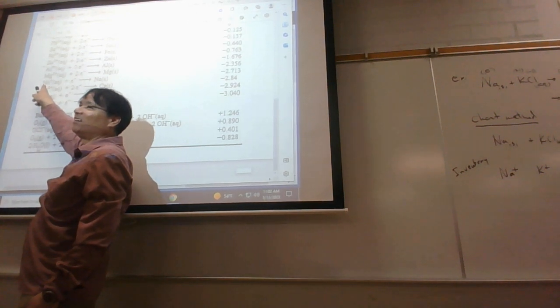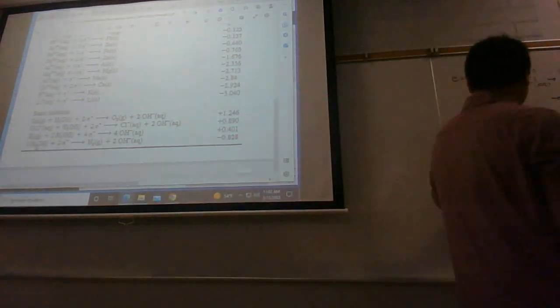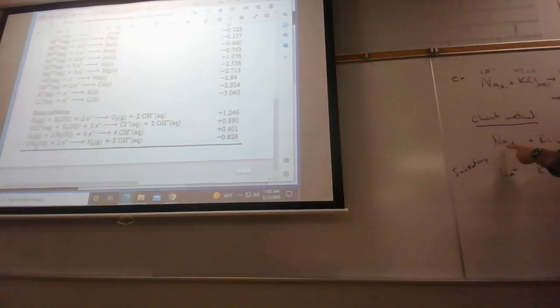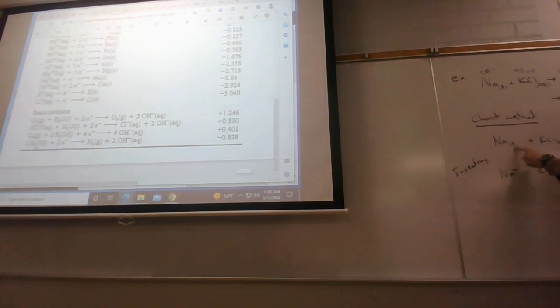Sodium ion. No, I don't see... is that sodium ion? Actually, it's not a sodium ion. I made a mistake here. Do you see? This is sodium metal. I wrote sodium ion. Do I have any sodium ion here? What does the oxidation state say? It's 0. That's not sodium ion. Sorry. This is sodium metal. There's no charge on sodium metal.